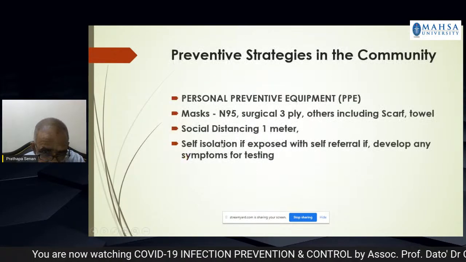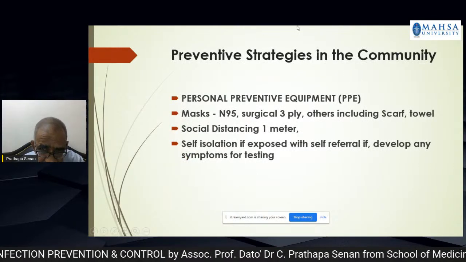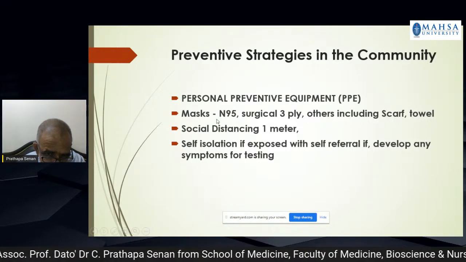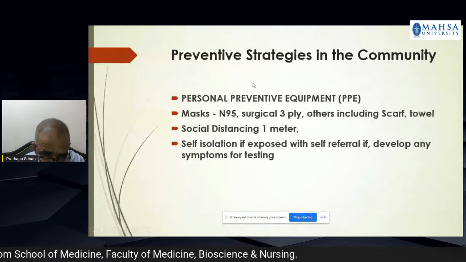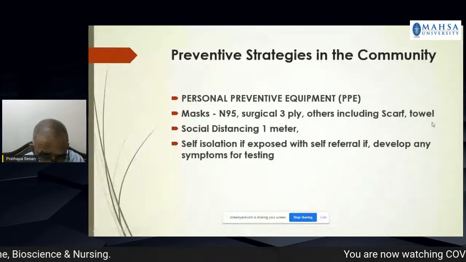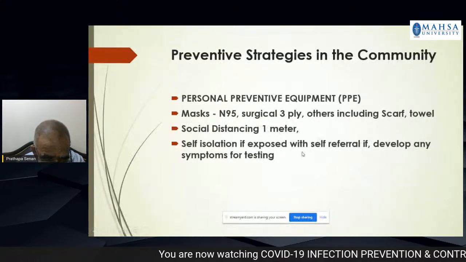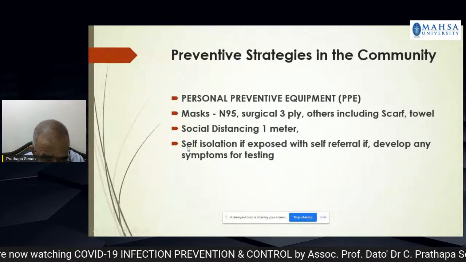Okay. Personal protective equipment, PPE. In the community, I'm talking about the community. Masks: N95 is more for hospital situations where the viral load is high. Surgical masks and others include a scarf or towel. Social distancing is 1 meter or more, or 3 feet to 4 feet, or 5 feet to 6 feet.